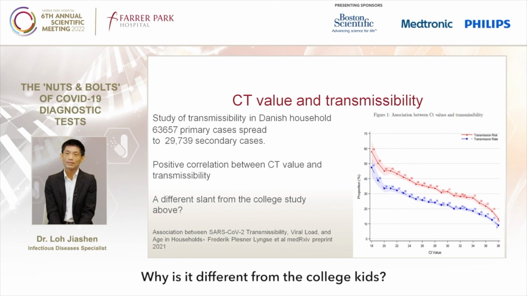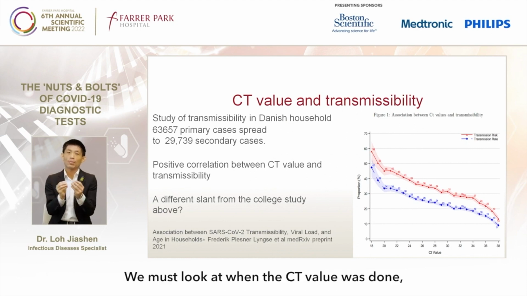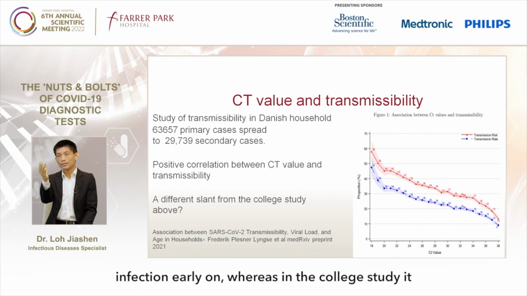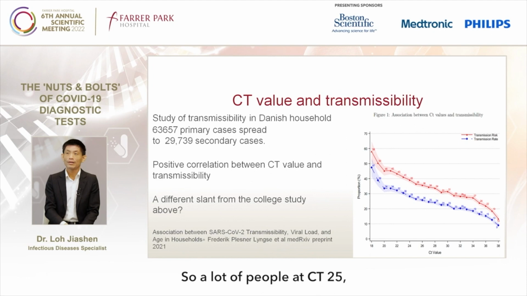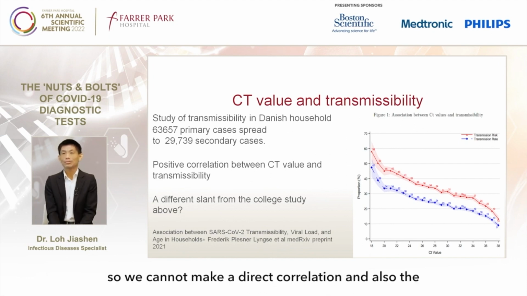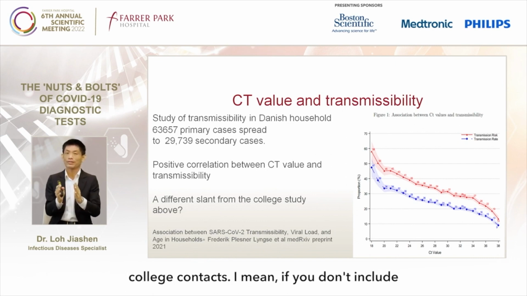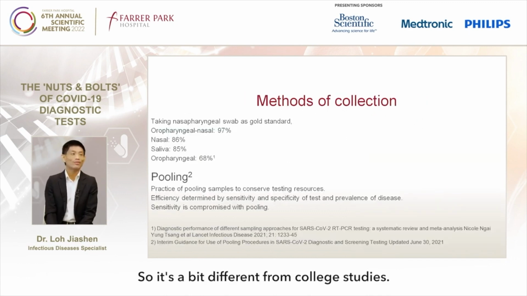Why is it different from the college kids? Studies like that tell us that when we look at CT value and transmissibility, we can't look at CT value alone. We must look at when the CT value was done. In this study, these are primary infections. The CT value was done at the point of primary infection early on, whereas in the college study, it was done as a screening. So a lot of people at CT 25 have recovered, right? So we cannot make a direct correlation. And also, the closeness of the contact matters. Of course, household contacts are much closer than college contacts, if you don't include dormitory action and all that. So it's a bit different from college studies.